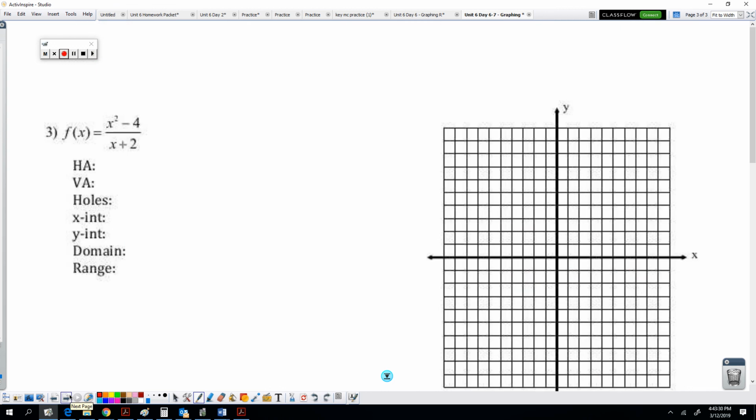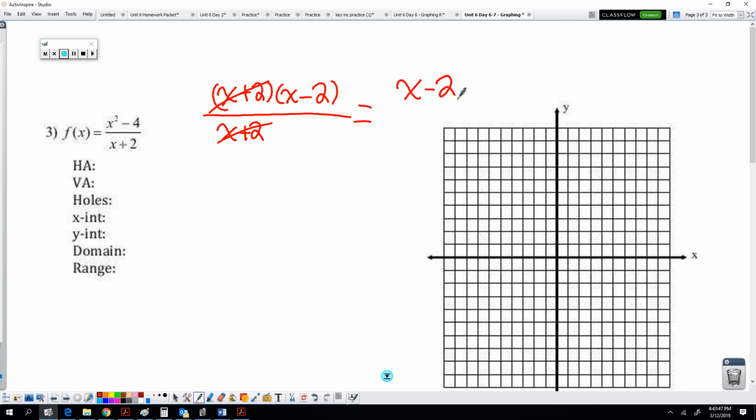Alrighty, let's take a look at this one. Very first thing is we have to factor first. (x plus 2)(x minus 2) all over (x plus 2). Now, what do you notice that I can do? I can cancel, and I'm left with just x minus 2. So since I can cancel, that is going to be my hole.